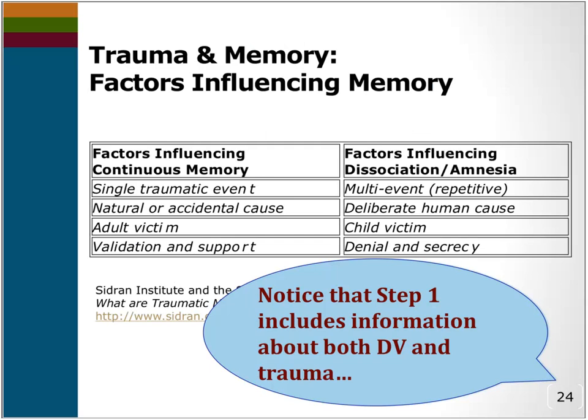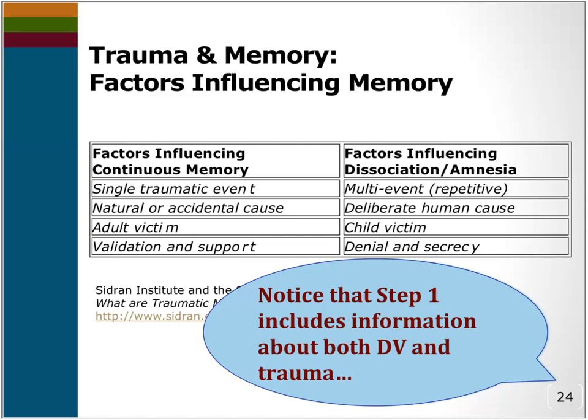And so you see in that chart there in the background, a single traumatic event, you're more likely to have continuous memory. Actually, if it's a natural or accidental cause, you're more likely to have continuous memory. If it's an adult victim, and if you receive validation and support following the traumatic incident, which is really fascinating, I think, for our work.